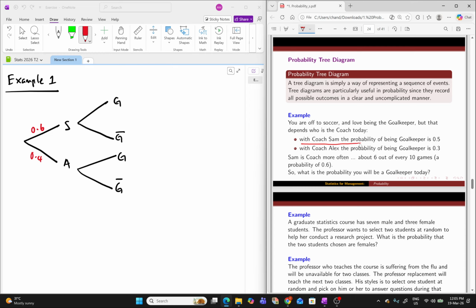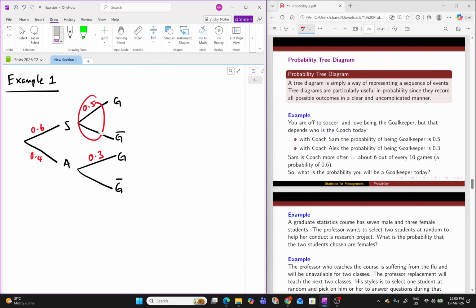With Sam as coach, the probability of you becoming goalkeeper is 0.5. If Alex is coach, the probability of becoming goalkeeper is 0.3. If here is 0.5, here is 0.5. Here 0.3, here is 0.7.